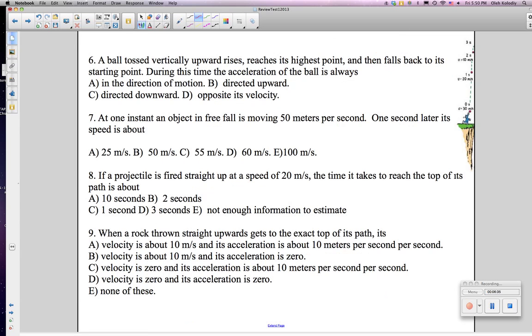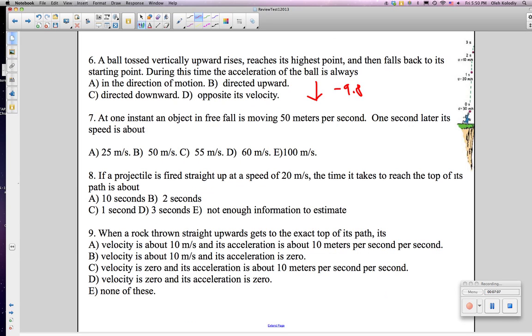So a ball tossed vertically upward rises, reaches its highest point, and then falls back to its starting point. During this time, the acceleration of the ball is... Stop the video and see if you can answer the question. And the answer to the question is C. It's always directed downward. The acceleration vector will always point down. That's why it's negative, negative 9.8. Or sometimes we round it off to 10.